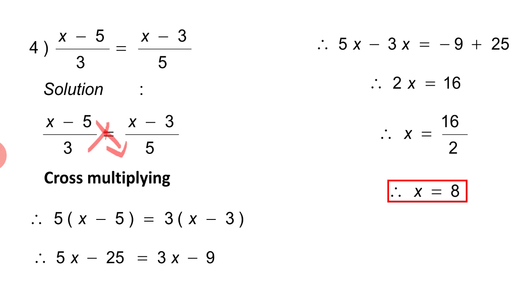You can verify the answer. This particular answer you can verify in mind. 8 minus 5 upon 3, it is 1. And 8 minus 3 upon 5, it is also 1. So LHS is coming equal to RHS. So the answer is correct. Is it okay? One more problem of this similar kind.